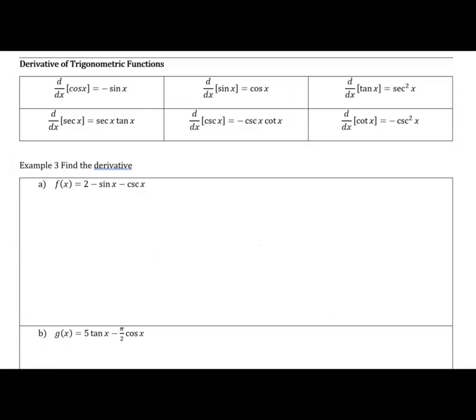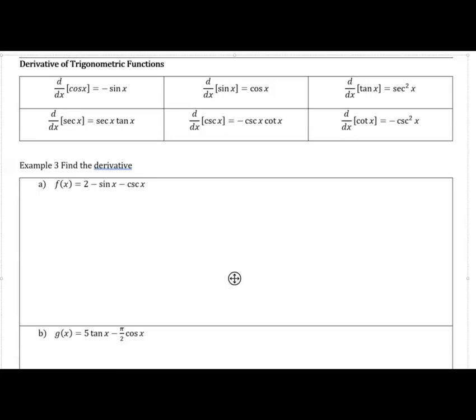Now that we have learned the product and quotient rule, we will shift gears to learn the rest of the derivative rules dealing with trigonometric functions. In the previous lesson, we saw that the derivative of cosine is negative sine, and that the derivative of sine is cosine. This lesson adds the derivative rules for the other 4 remaining trigonometric functions.